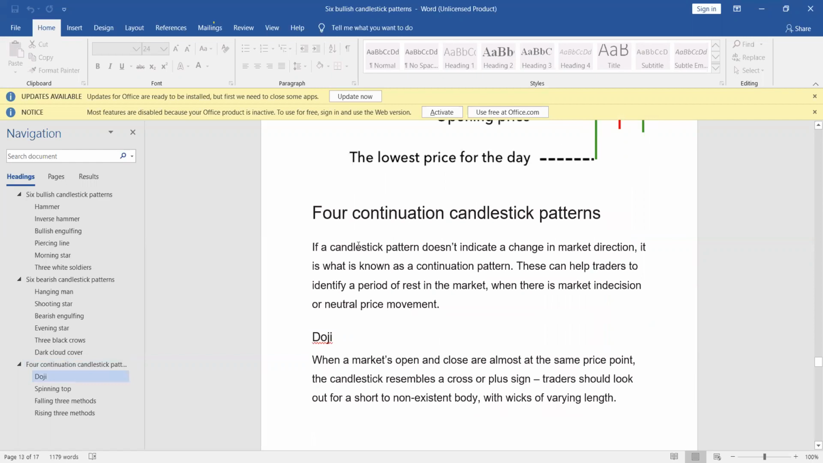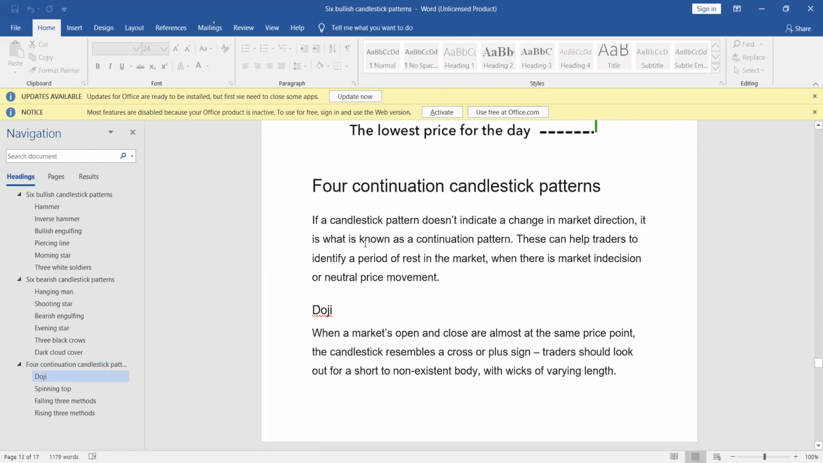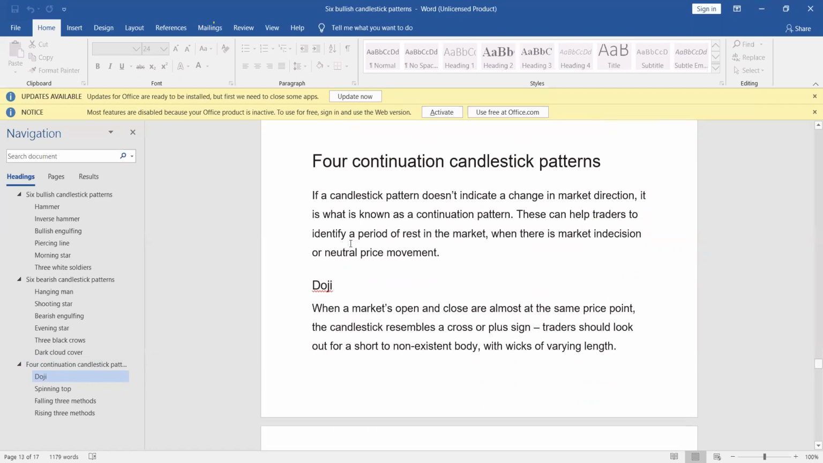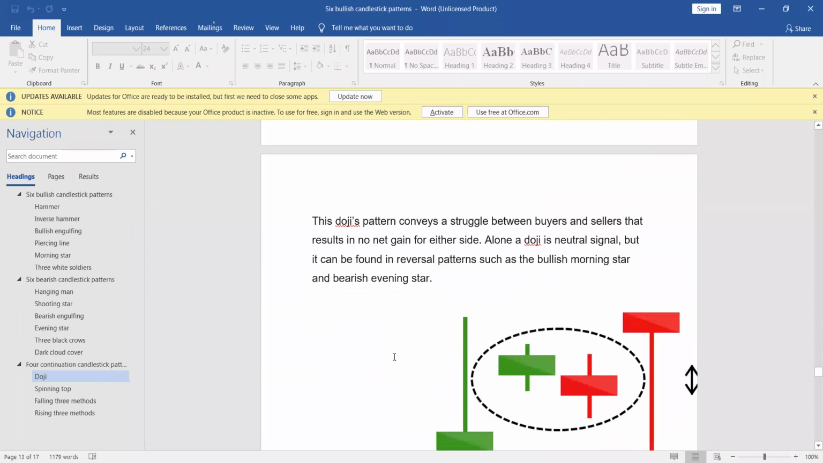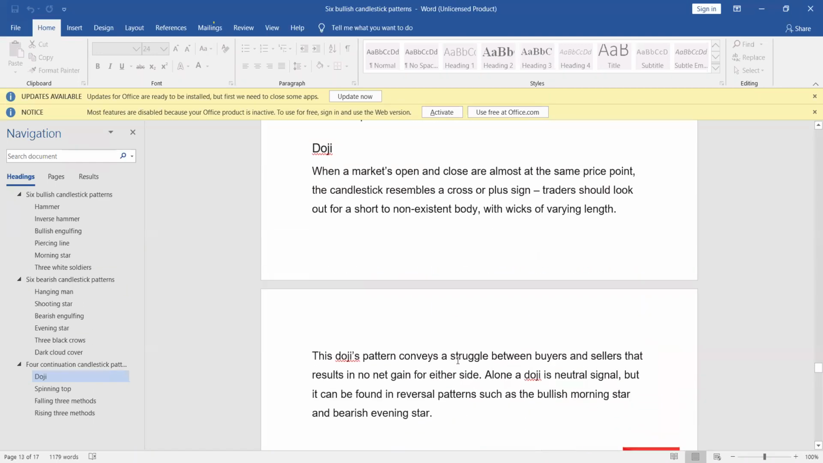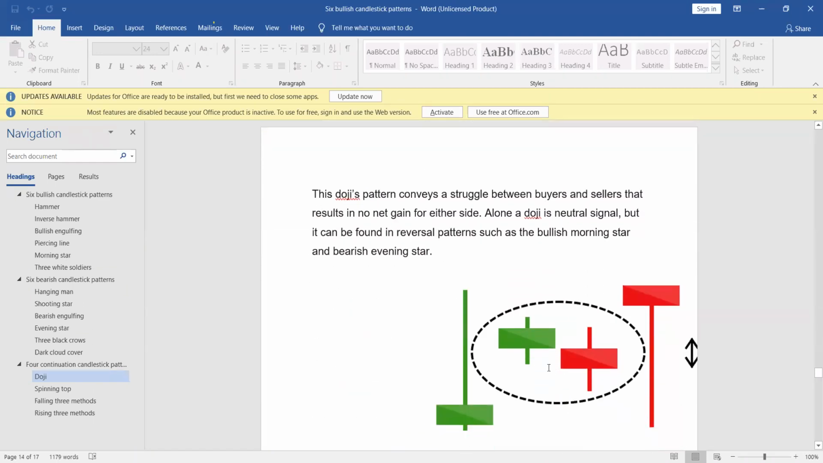All right. Now, in the market as well, we also have continuation patterns. We have patterns that tell us that the market is going to continue. We have candlesticks that tell us that the market is going to continue. Now, we are going to get an explanation to why the market is actually going to continue, okay? So we have the doji. We have the doji candlestick. Now, how does it look like?